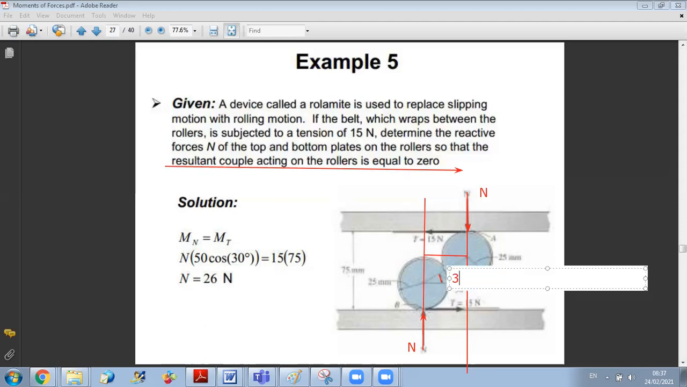So I know this angle. And I know that the distance separating these two points here is equal to 2 times the radius of the roller because it's from center to center. Okay, so this is from center to center. So it's equal to 2 times the radius. And since the radius is 25 millimeters, so the total distance separating centers is 50 millimeters. So now, what will be the perpendicular distance? All I have to do is 50 cosine 30 degrees, okay? Because the angle is given. So the perpendicular distance between them is 50 cosine 30. So now I can find the first couple.